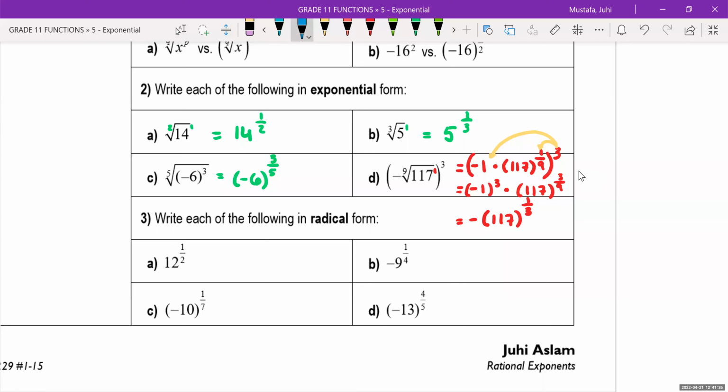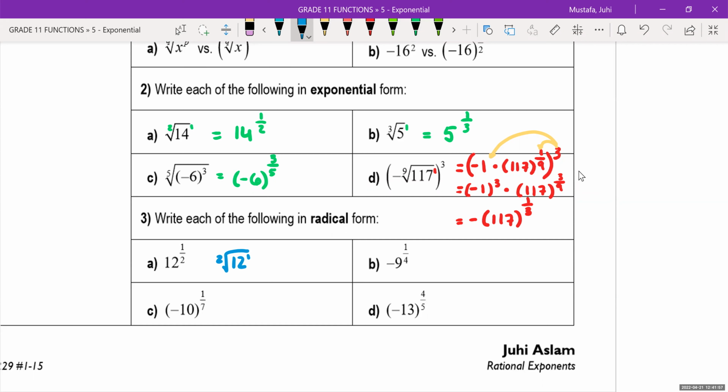So for question number 3, we're now going to write each of the following in radical form. So we're basically just doing the opposite. You identify the base, and that is what goes inside your radical sign. Remember, the numerator goes with the base, and the denominator is an index, so it goes here.